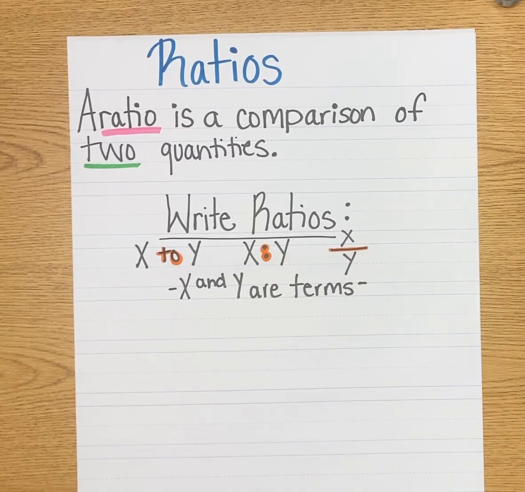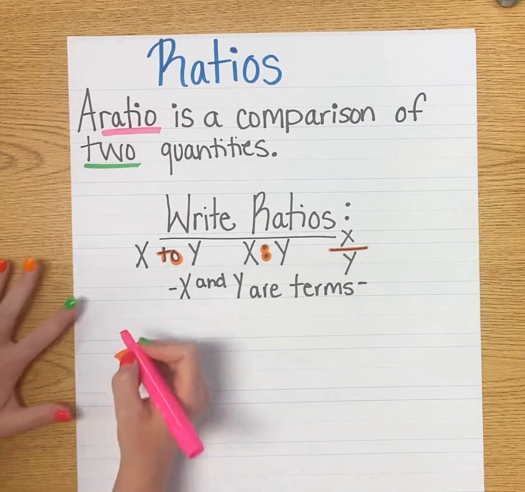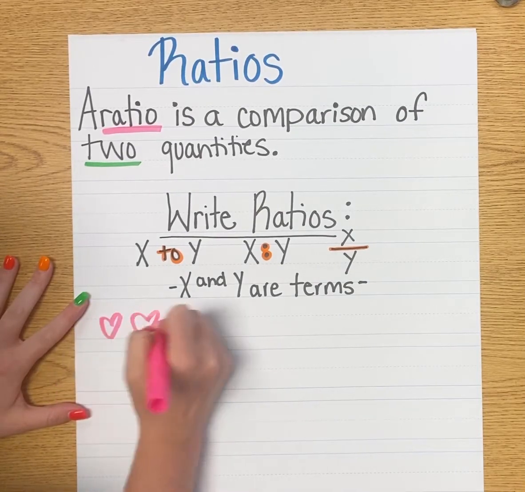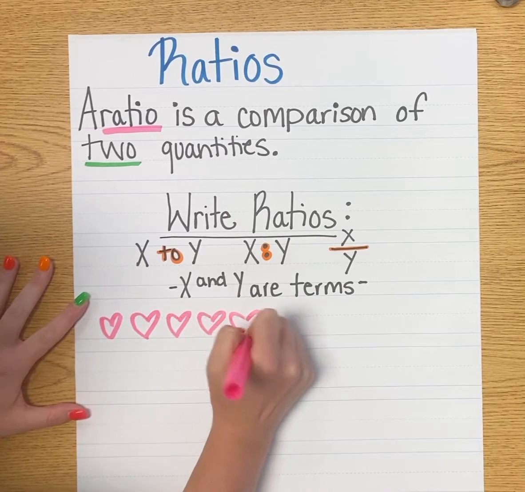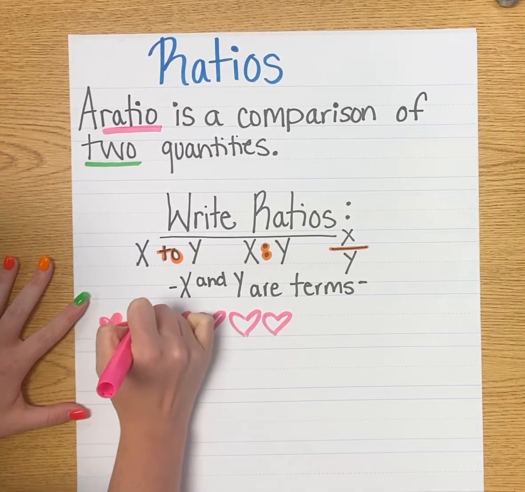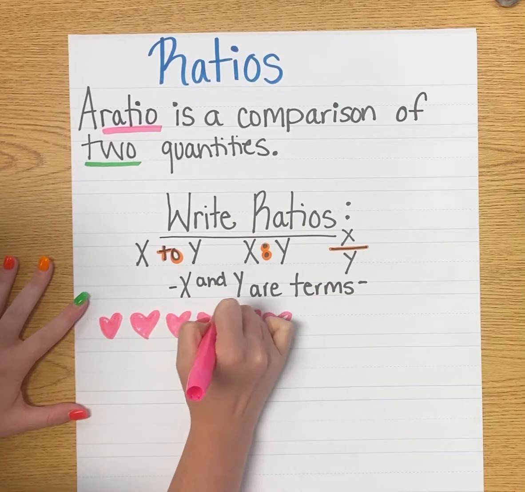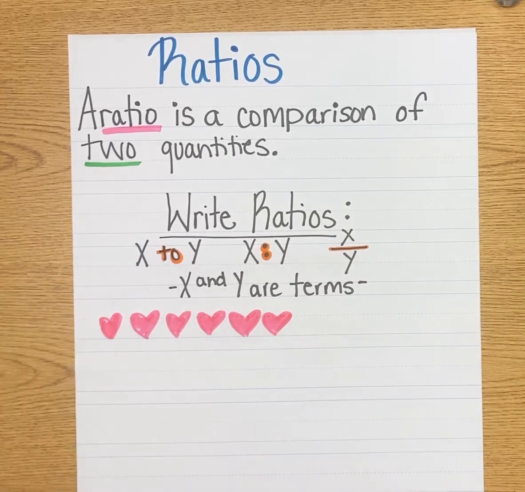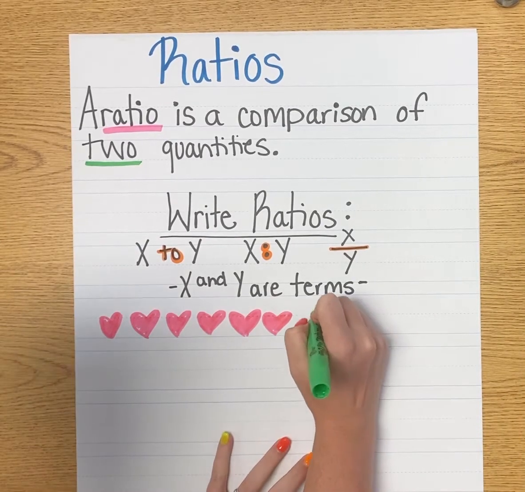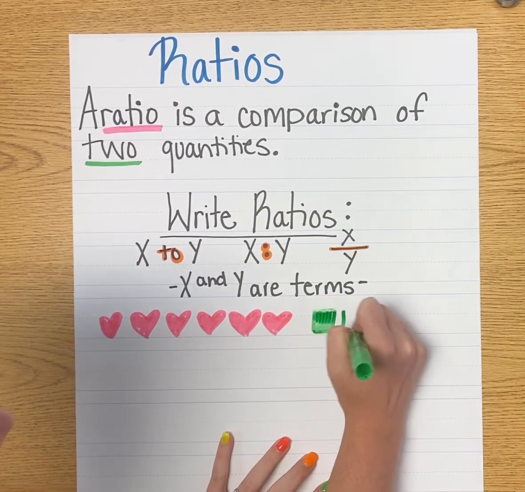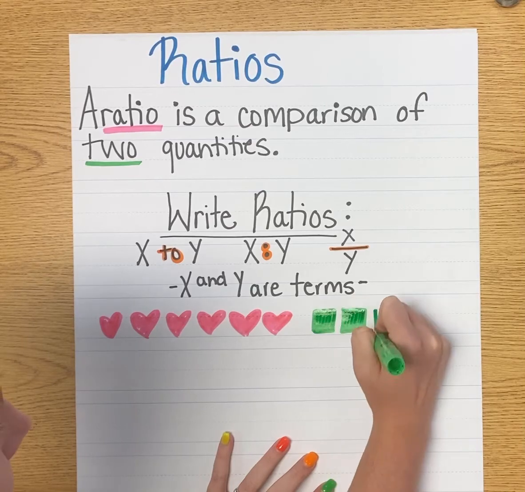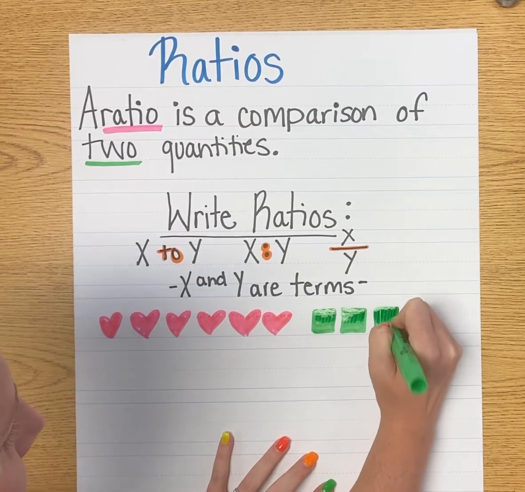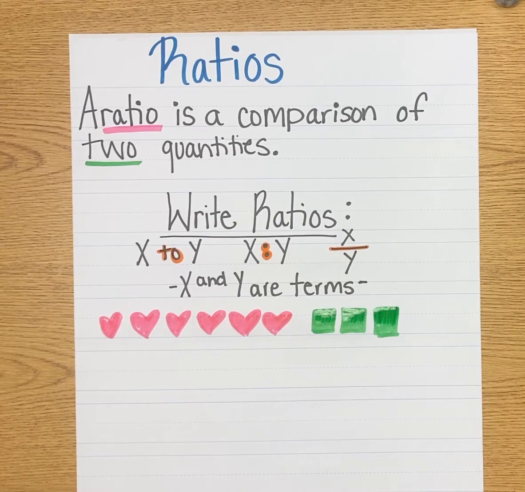So let's do one, 2, 3, 4, 5, 6. So I have 6 hearts. And I have three squares. 6 hearts, 3 squares.